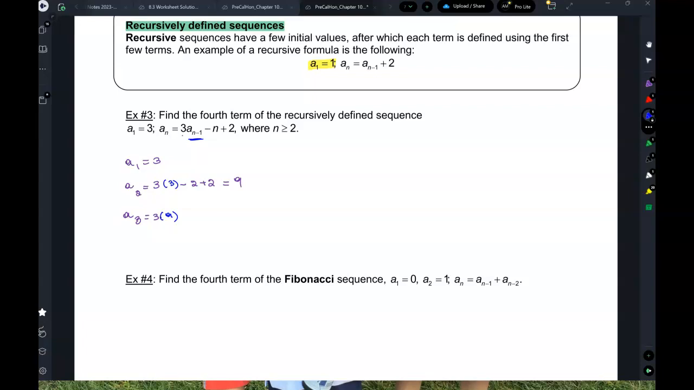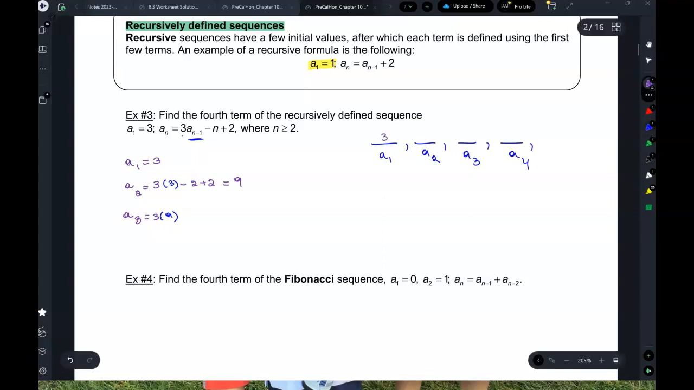So look, I have a list here. I have a sub 1, a sub 2, a sub 3, a sub 4. A sub 1 is 3. That's the first number. Now, a sub 2, I want to find the second number. That means it's 3 times the number right before. 3 times 3 minus 2 plus 2. Why is it minus 2, not minus 3? Because it's minus n. What's n for this one? 2.